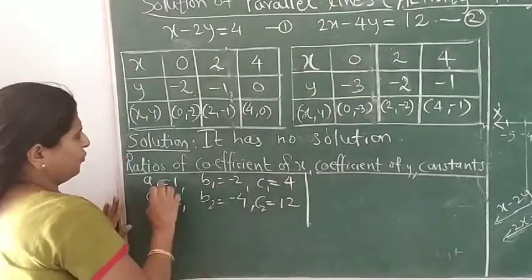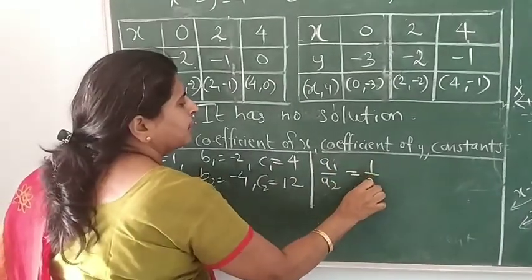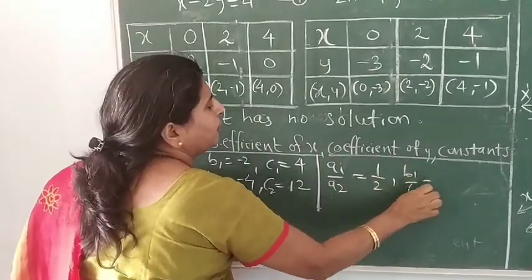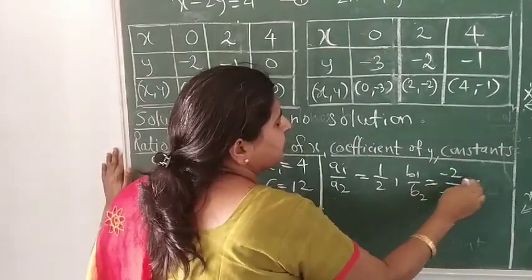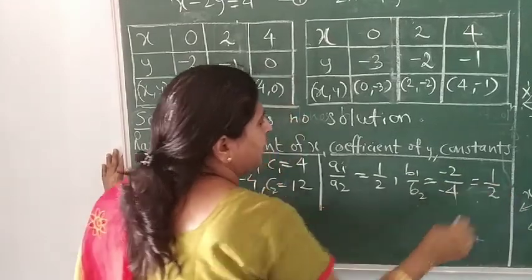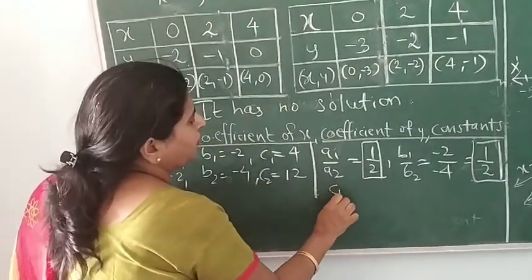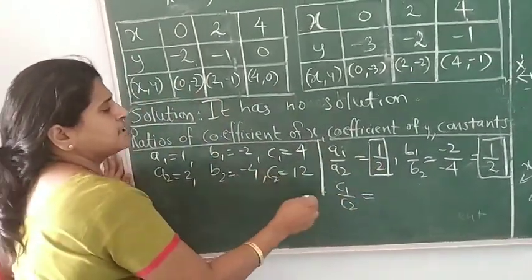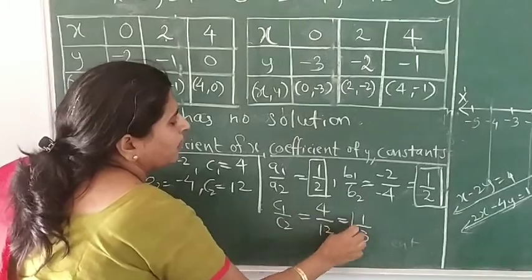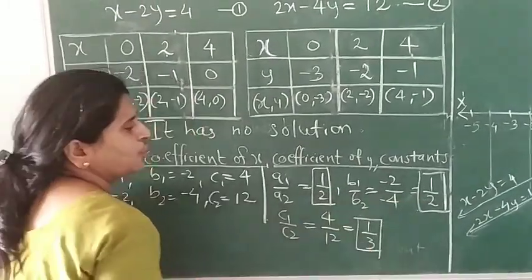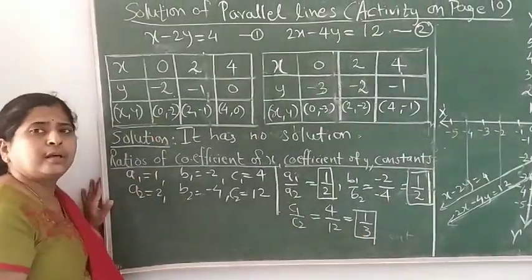And now if we take the ratio, a1 upon a2 is equal to 1 upon 2. What is b1 upon b2? b1 upon b2 is equal to minus 2 upon minus 4. It means the minus sign cancels, 2 ones are 2 and 2 twos are 4, we get 1 upon 2. So these two values we found equal, 1 upon 2. But what about the ratio of constants c1 upon c2? It is 4 upon 12. So 4 ones are 4 and 4 threes are 12. So if we compare all these three ratios, we find that the first two ratios are equal, but the third ratio is not equal.